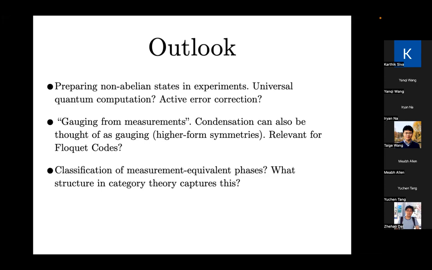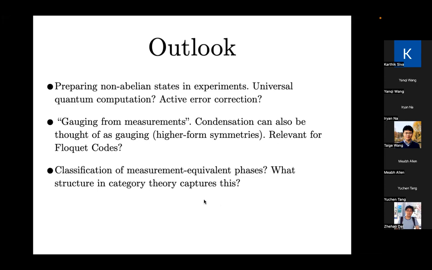And the second is there seems to be a theme emerging that gauging and measurements are intimately related. Also, condensation can even be thought of as gauging if you think about it as gauging a higher form symmetry. So there should be some connection between that. And recently I learned that they're in fact relevant for these dynamical Floquet codes people have been constructing. So I'd like to learn more about that.